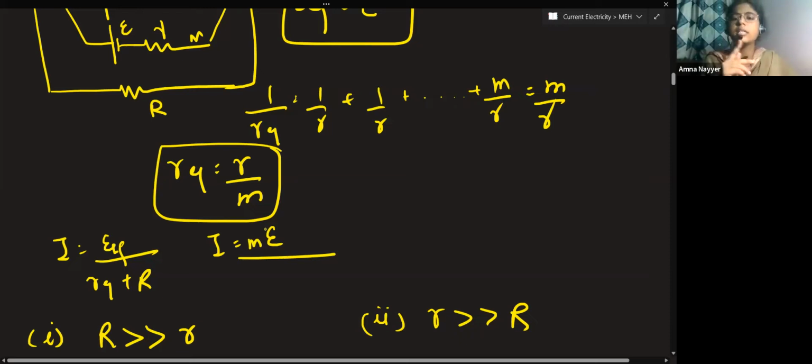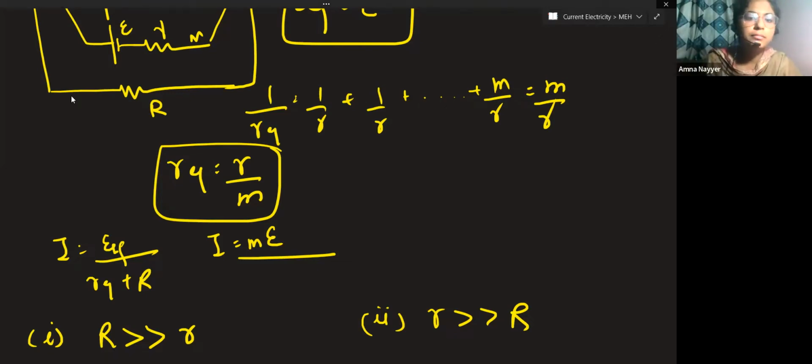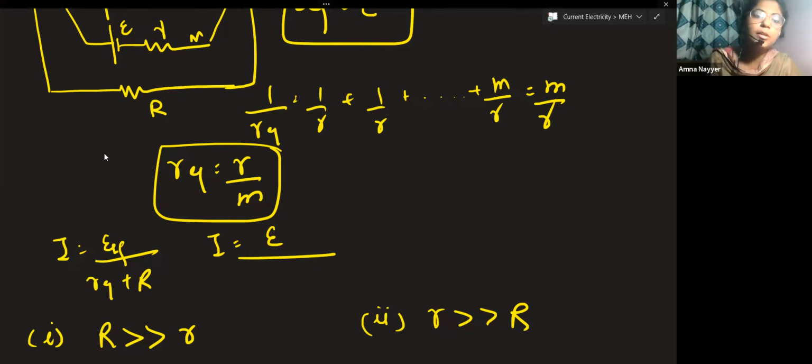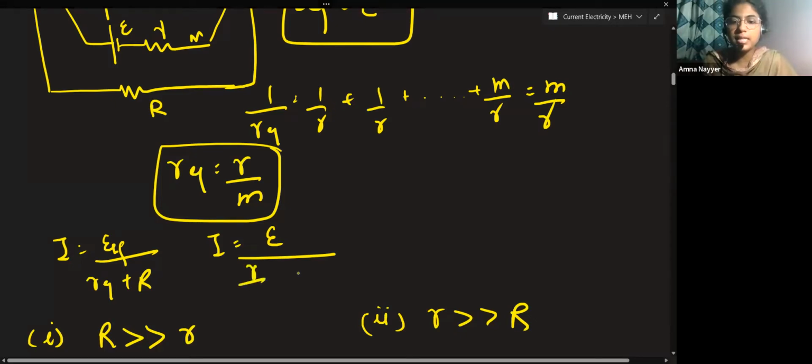This current is for a single cell, and right now so many cells are there, so multiply the whole term by M. Not EMF, we are not multiplying the EMF by M. Remember, equivalent EMF is E only. We are just multiplying it for the whole term. Let's do it systematically, then you will be able to understand how we got it. This is R by M plus R, fine till here, that's how we write.